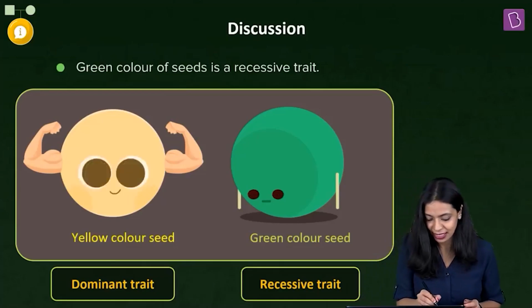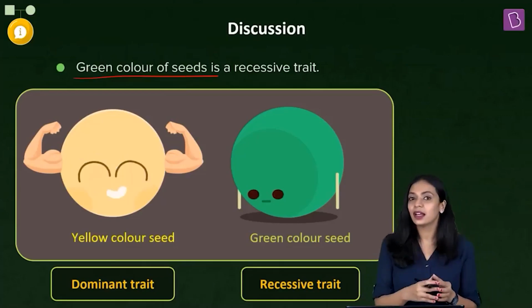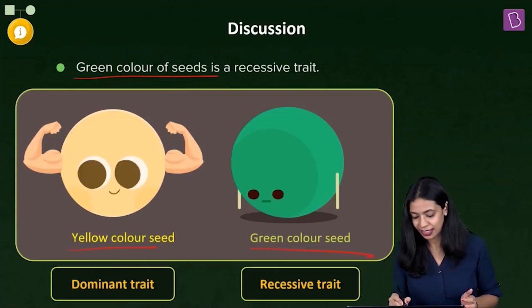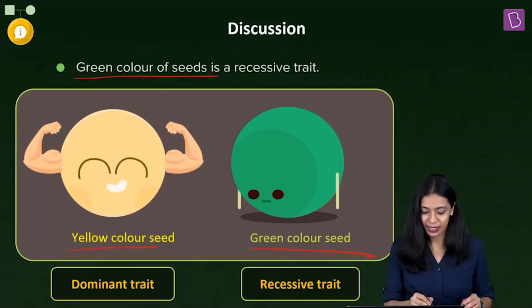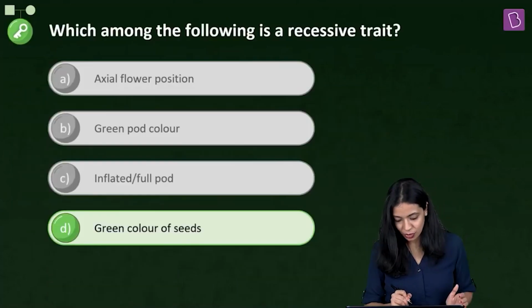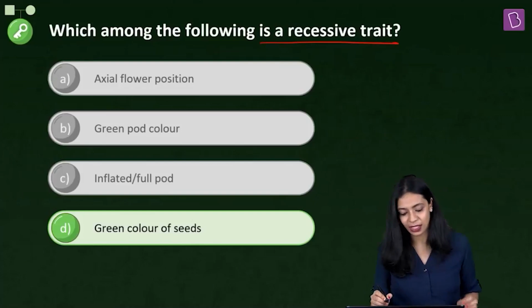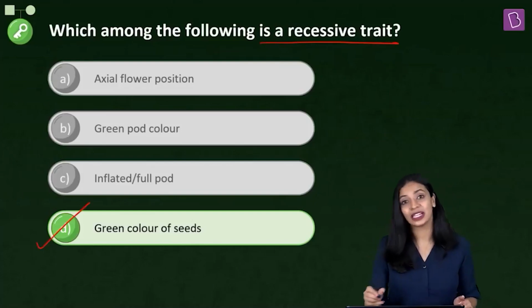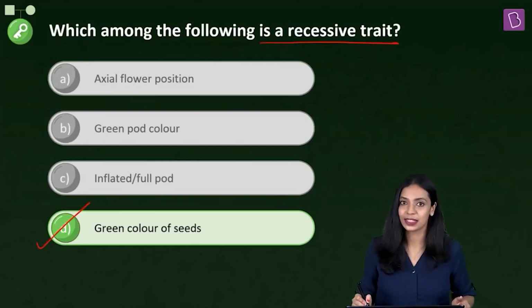Now in option D, we had green color of seeds. Seed color is one of the characters chosen by Mendel. The two variants are yellow and green. And among these two, it is yellow that is dominant and green which is recessive. Since in this question we were asked to find out the recessive trait, we now know that the green color of seeds is recessive. Therefore, the correct answer to this question is option D.